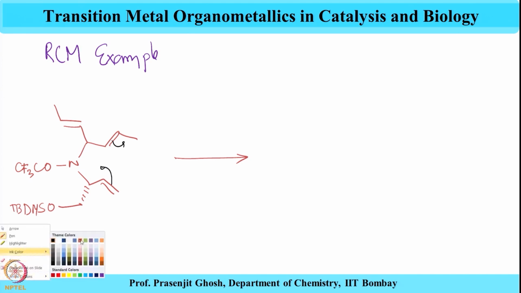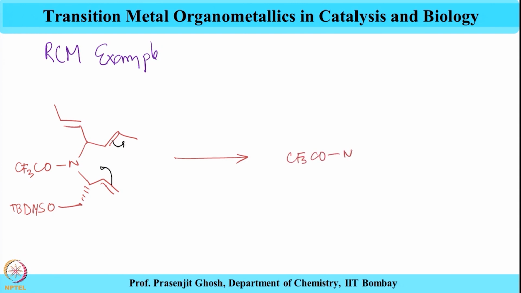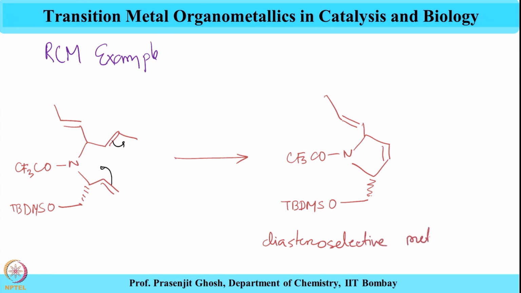resulting in CON, this 5-membered ring, OS, TBDMS, and this is a diastereoselective metathesis reaction.